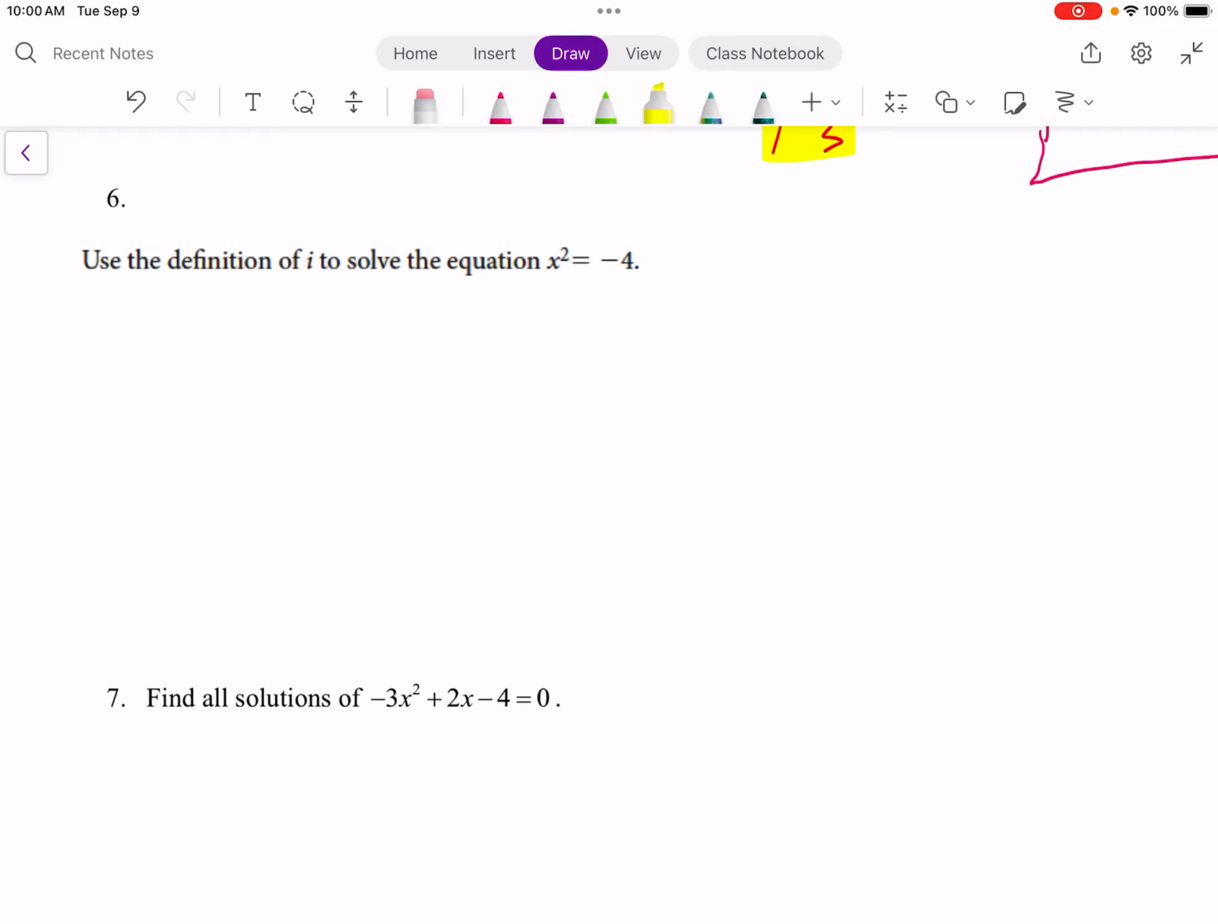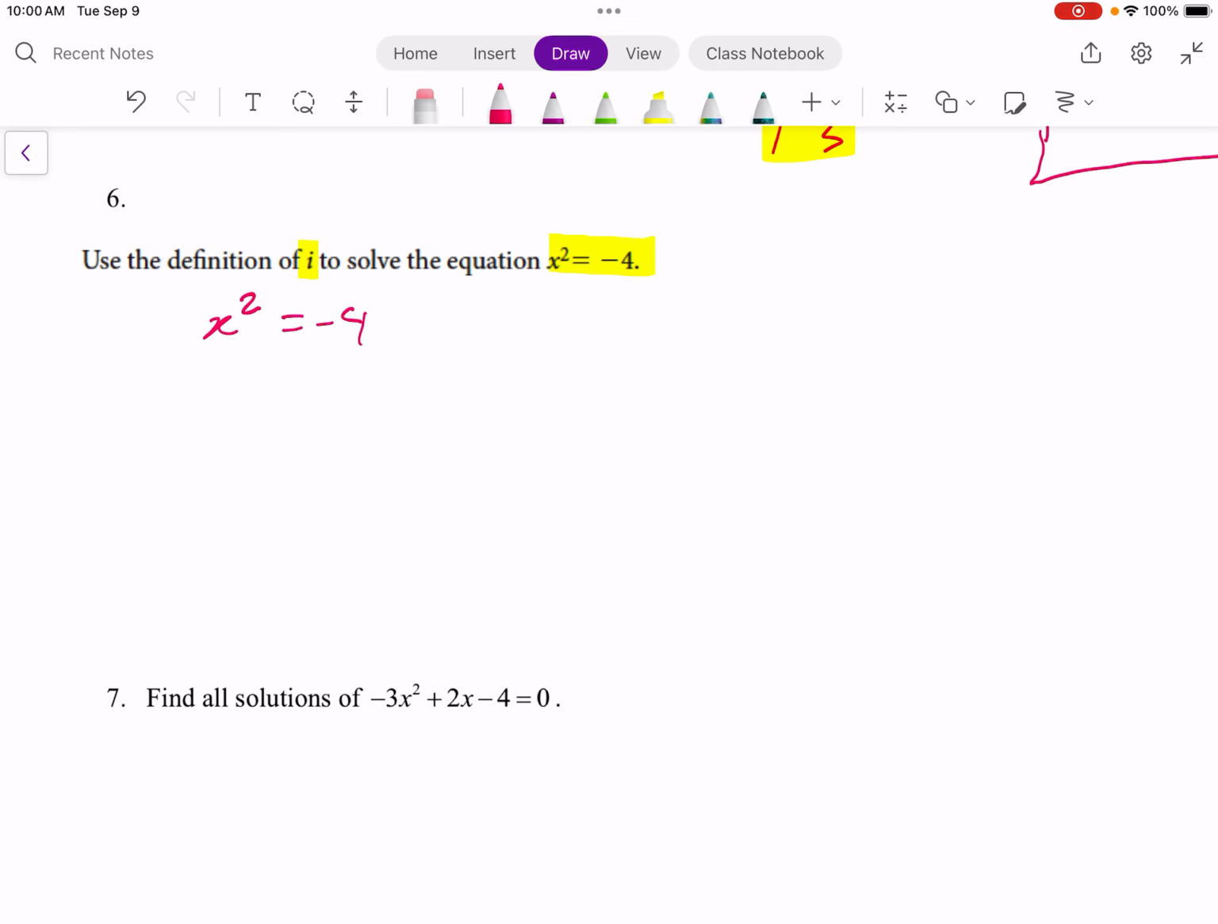In number 6, we are asked to use the definition of i to solve the equation x squared equals -4. Okay, so here we have an equation x squared equals -4. What type of equation is this? Not linear. What is the highest power of the variable?